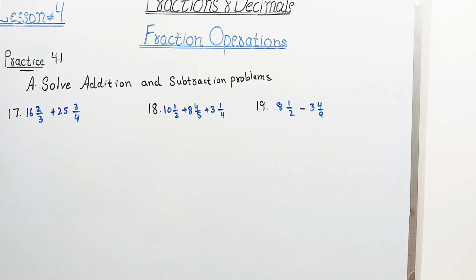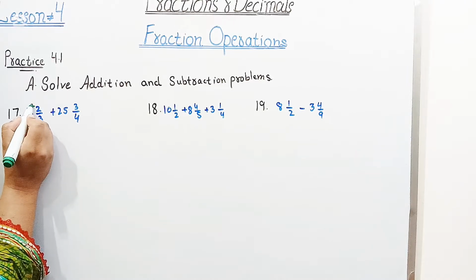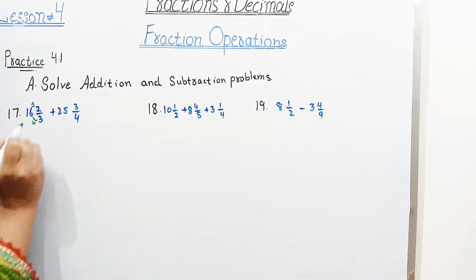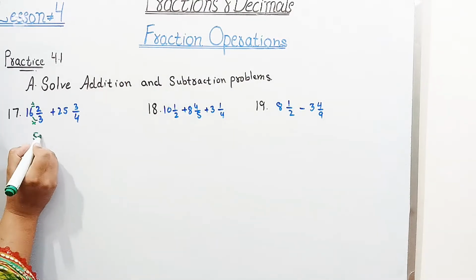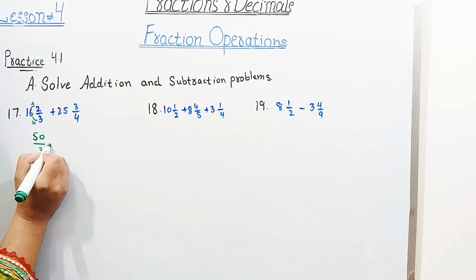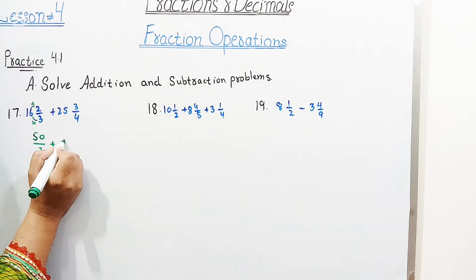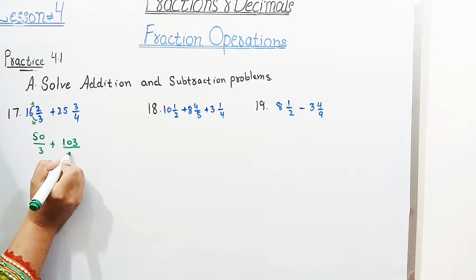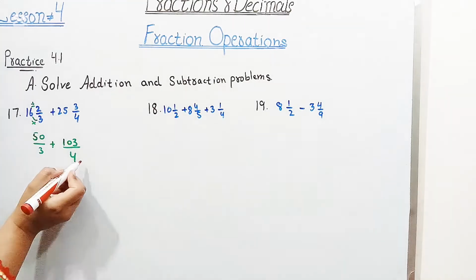Question number 17. 16 2 by 3 plus 25 3 by 4. Firstly, it's an improper mixed number. We convert into proper fraction. 16 multiplied by 3 and then add 2. 16 multiplied by 3 is 48 plus 2, 50 divided by 3, plus 25 multiplied by 4, 100 plus 3, 103 divided by 4. So we use the butterfly method.